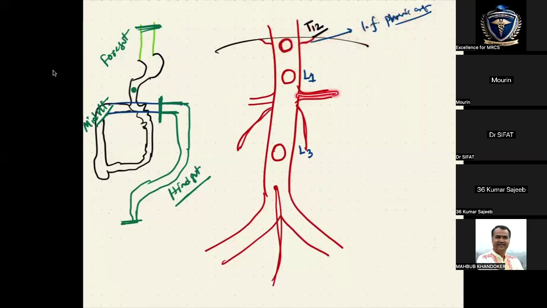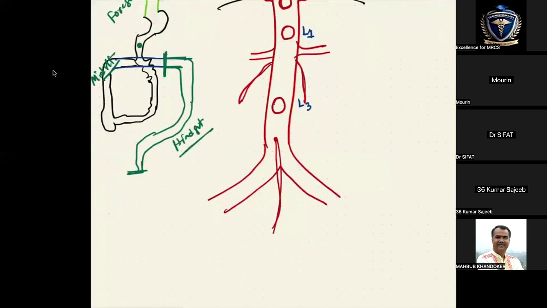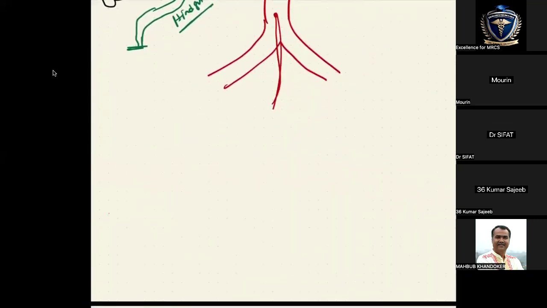The renal artery is between number 1 and number 2, and the right one is lower than the left one because you have the liver here. Below the renal artery you will get the gonadal vessels. So I think we have discussed the branches. Now come to the celiac trunk first.